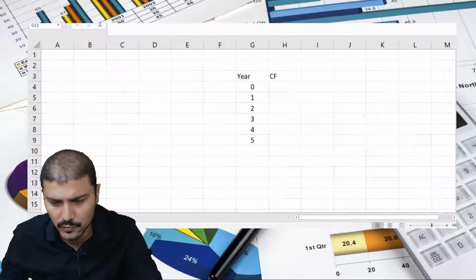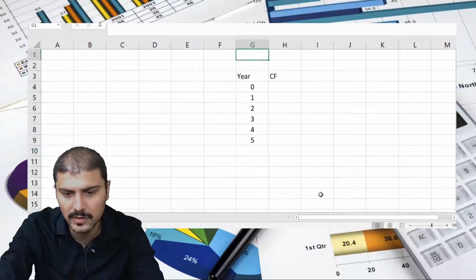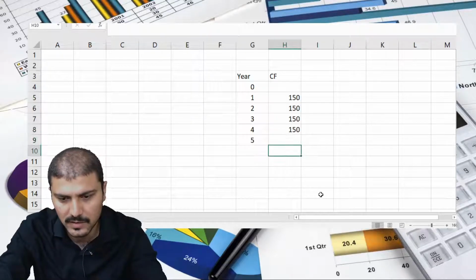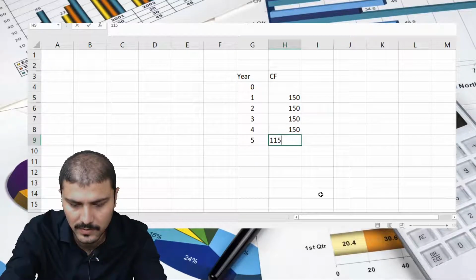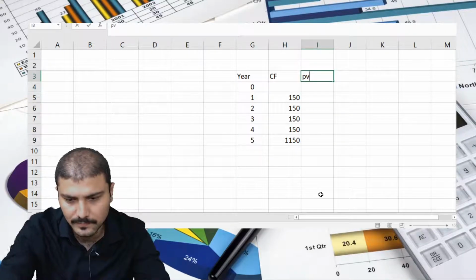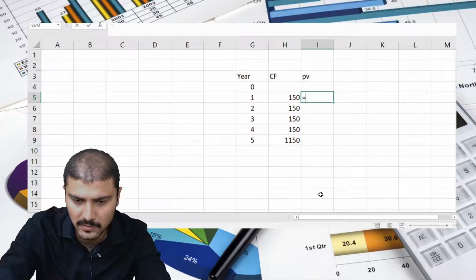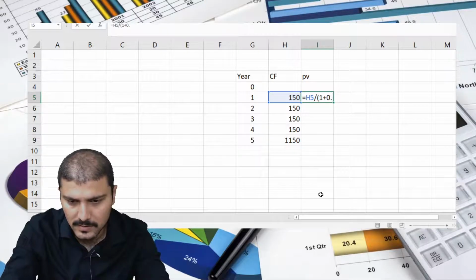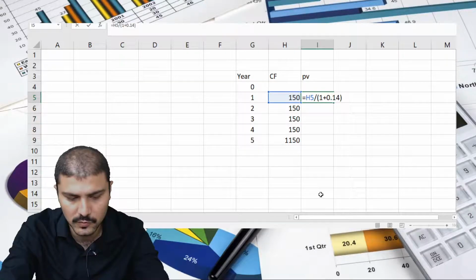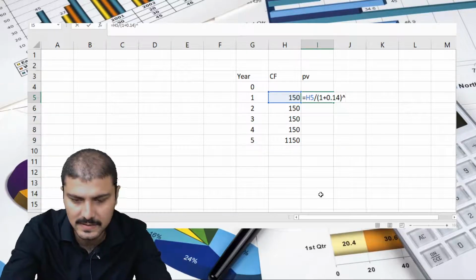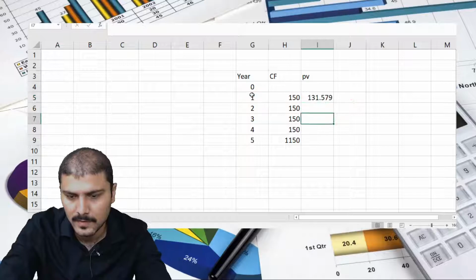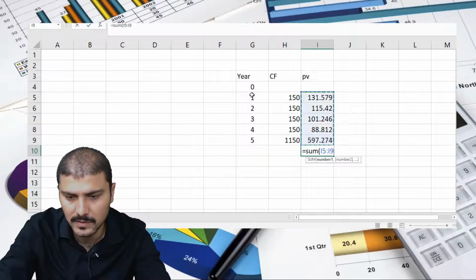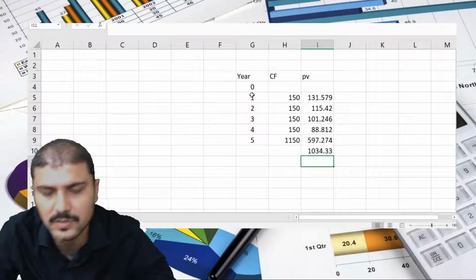If you want to use Excel for this in exam, how to calculate this? This is the amount you are going to get, 150 till fourth year, and in the fifth year you will receive 1150, and present value at the rate of 14% is equal to this divided by 1 plus 0.14 raised to power. For raised to power you have to press shift plus 6, raised to power 1, and then if you press Ctrl+D, and get the sum total, you'll get the price of the bond or the value of the bond, that is 1034.33.